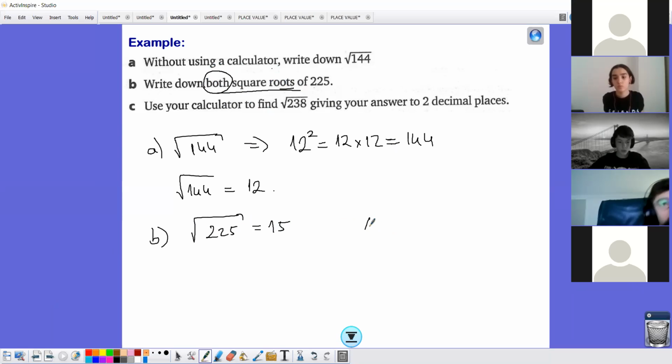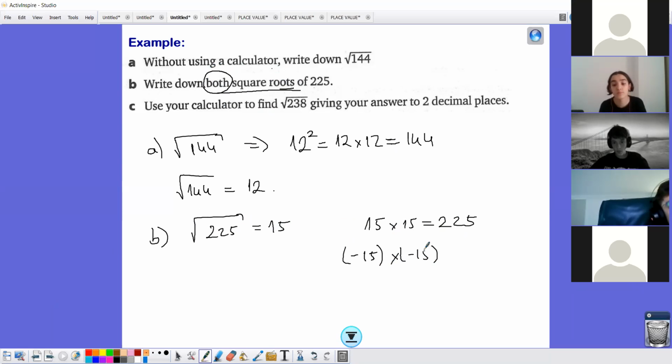So I can write that 15 times 15 is equal to 225. Also, can I write that minus 15 times minus 15 is 225? Yes, because minus times minus will be plus.